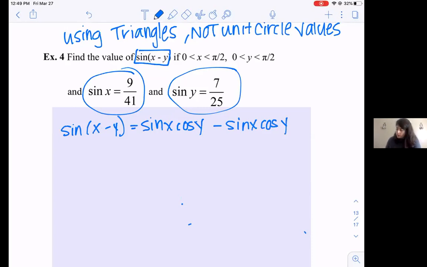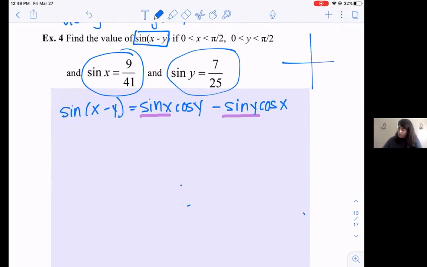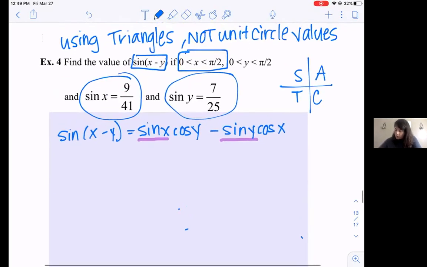Okay, so I know the sine of both of these angles. What I need to figure out is the cosine of the angles. And in order to do that, I'm going to use my All Students Take Calculus knowledge, and they gave me basically the quadrants. So x is between 0 and 90. That is quadrant 1. And y is between 0 and 90. Again, that is quadrant 1.